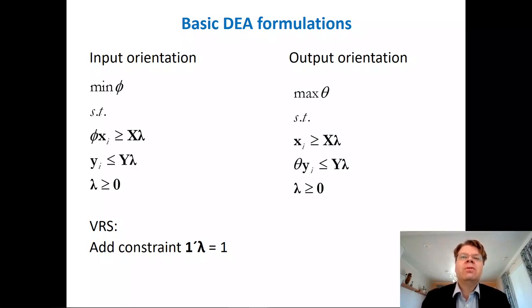So theta is a scalar valued multiplier, and we are trying to scale up all of the output variables by the same factor theta, which we are trying to maximize. The objective function of the output-oriented formulation is to maximize theta, and the constraint is that theta times output yi should be less than or equal to the benchmark formulated. So in a sense, these lambda weights are characterizing the efficient frontier to which we are comparing the performance. In the output orientation, we keep the input xi as given, and we are trying to scale up the output vector yi as much as possible, whereas in the input orientation, we keep the output vector yi as given, and we are trying to scale downwards the input vector xi as little as possible, as small as possible.